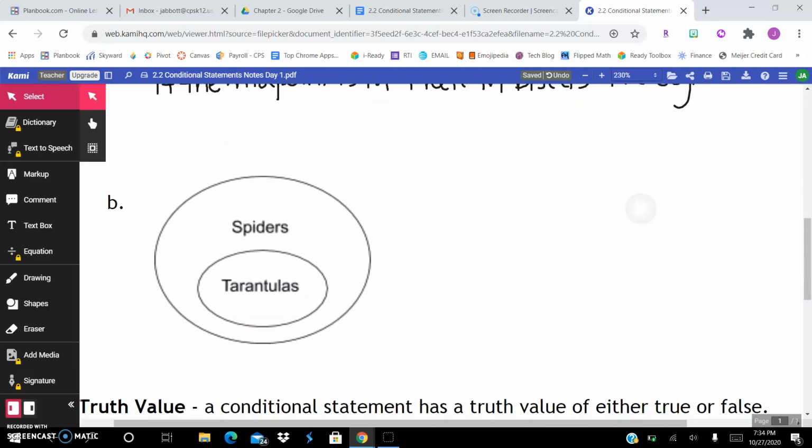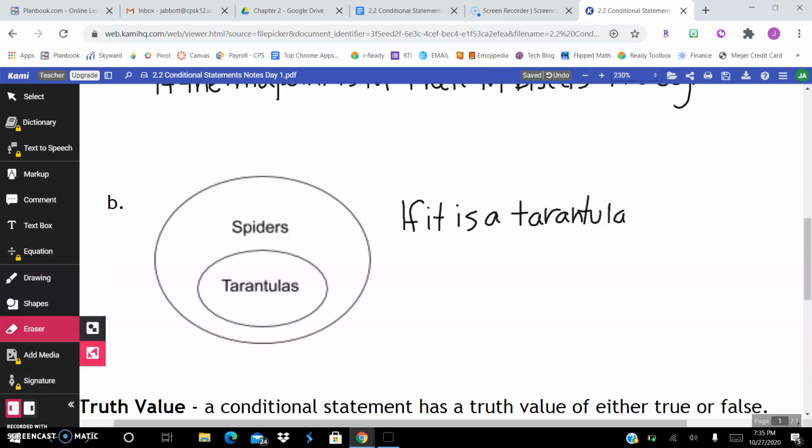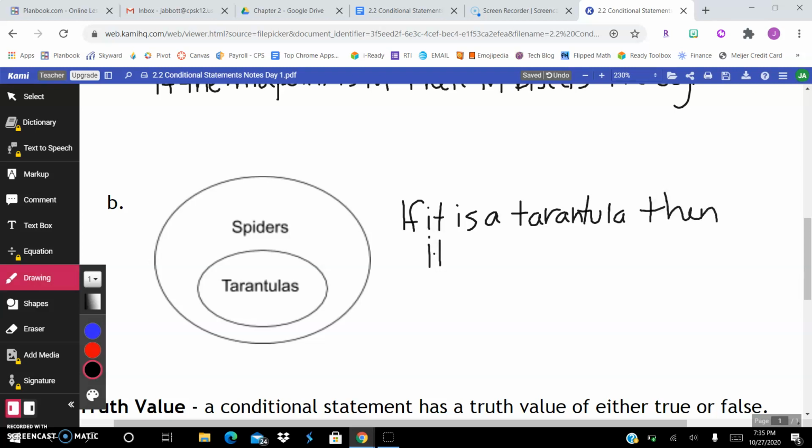Then for part B, we're given this diagram here, and the tarantula circle is inside of the spider circle. So I could say if it is a tarantula, then it is a spider.